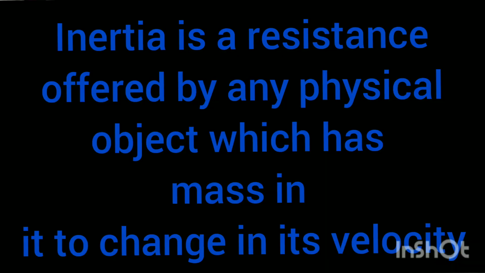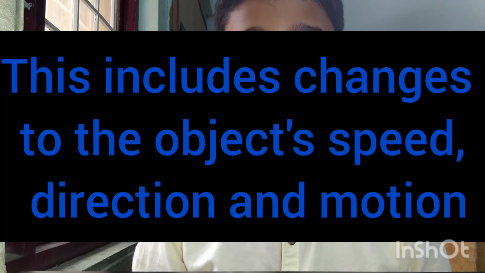Inertia is a resistance offered by any physical object which has mass in it to any change in its velocity. This includes changes to the object's speed, direction, and motion. Any aspect of this property is a tendency of objects to keep moving in a straight line at constant speed when no forces act on them. This means that when an object which has a lot of mass in it is once set into motion, it is very hard to speed it up or it's very hard to slow down its speed.